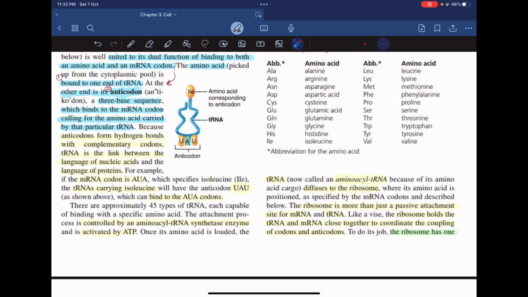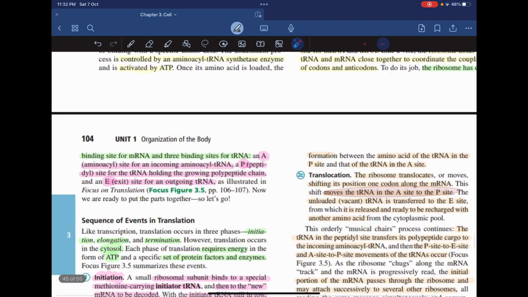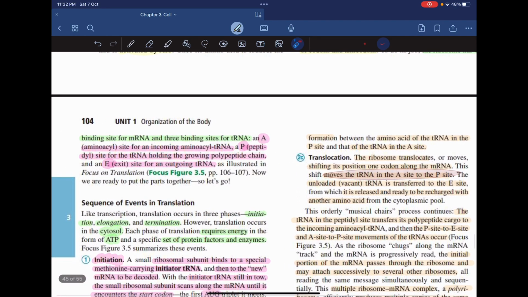The ribosome is more than just a passive attachment site for mRNA and tRNA. Why? Because it holds the whole process. The ribosome holds the tRNA and the mRNA close together and coordinates the coupling of codons and anticodons. The ribosome has one binding site for mRNA and 3 binding sites for tRNA.